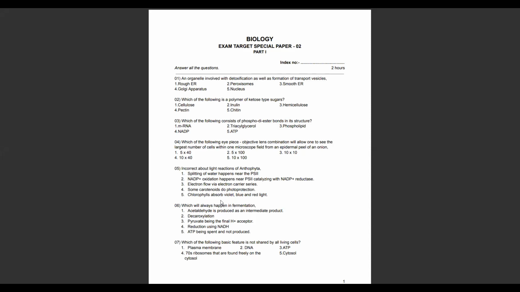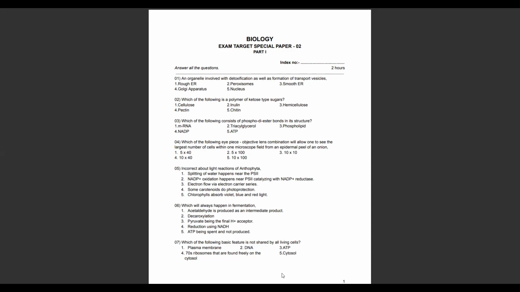Question number 1. An organelle involved with detoxification as well as formation of transport vesicles. Detoxification of peroxides. Both these functions are done by smooth ER. Now, if you take rough endoplasmic reticulum, they produce only transport vesicles, but they are not involved in detoxification. And peroxisomes can do detoxification, but they can't produce transport vesicles. So here the answer should be the third answer, smooth endoplasmic reticulum.